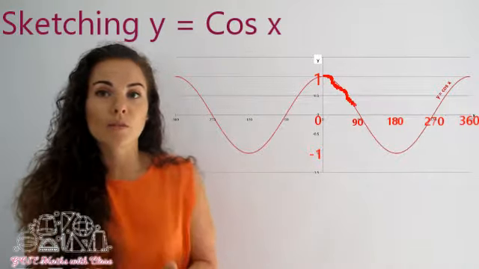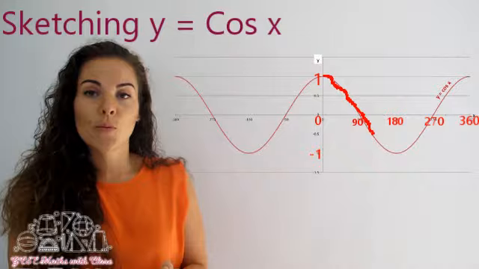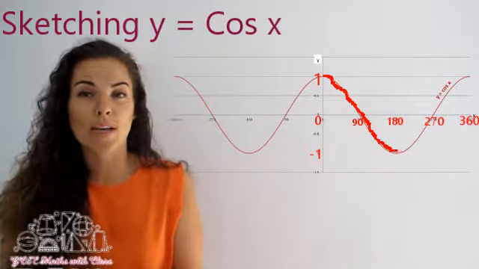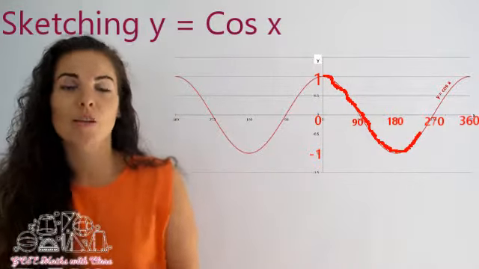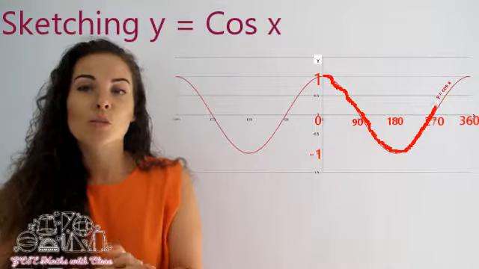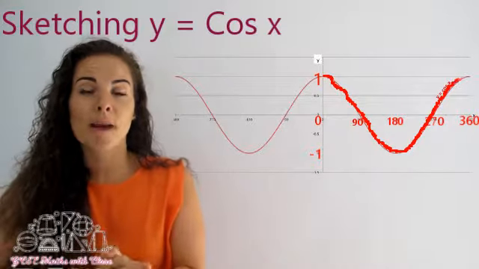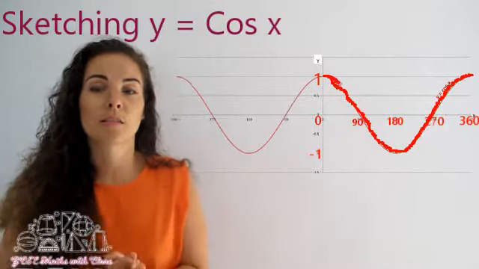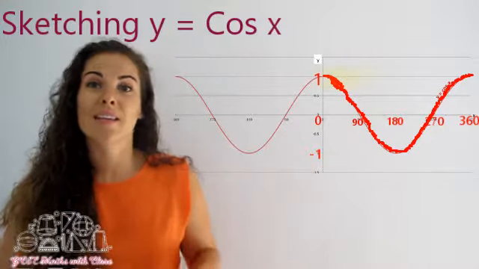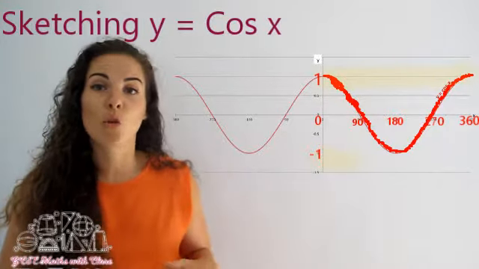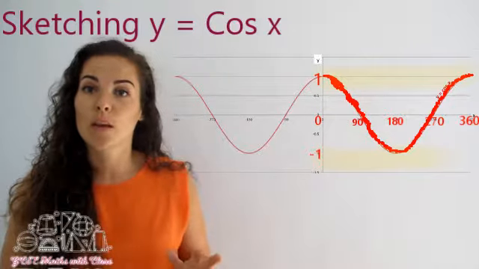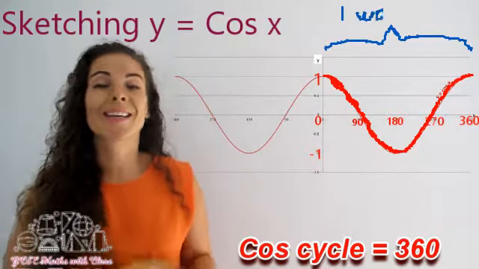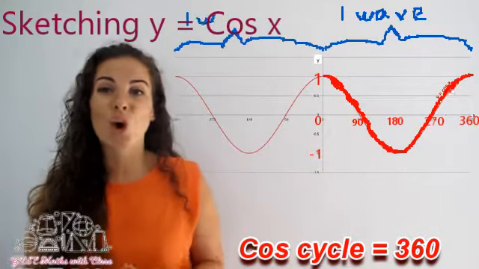It comes down to 90, 0. Then it continues down to 180, minus 1. Then it starts to come up at 270, 0, and then the final maximum is at 360, 1. Again, you can see that the maximum and minimum on the y-axis is 1 and minus 1. So again, the cycle is 360. That is a whole wave.